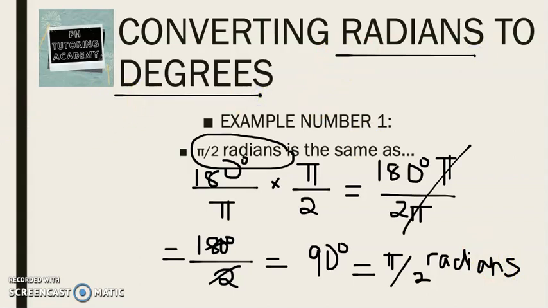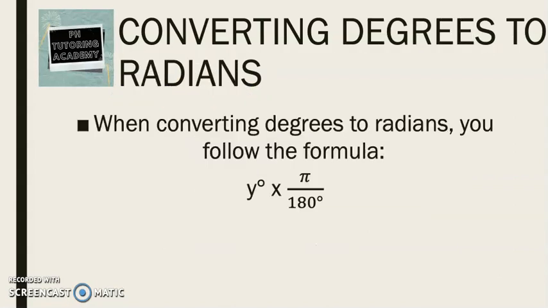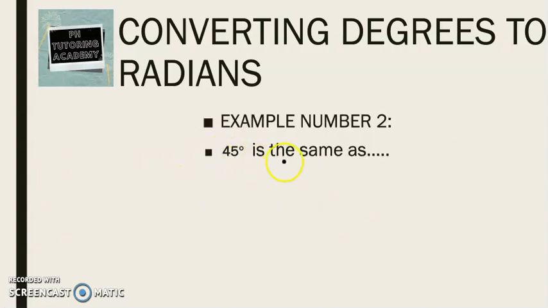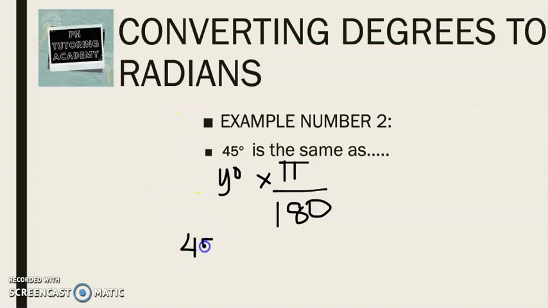And of course, when you're converting degrees to radians, there's a different formula. When converting degrees to radians, you use the formula y degrees times pi divided by 180. Let's try it out. 45 degrees is the same as, let's write that formula down, y degrees times pi over 180. We just input 45, so that becomes 45 degrees times pi over 180.